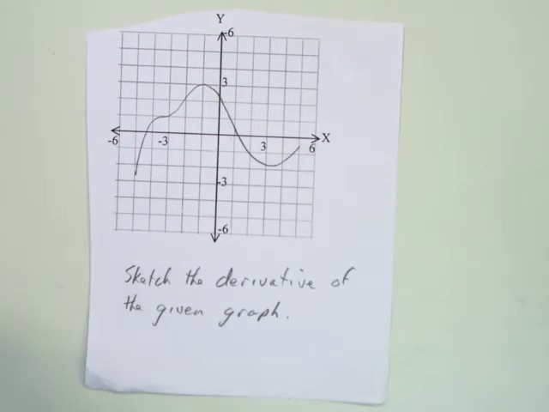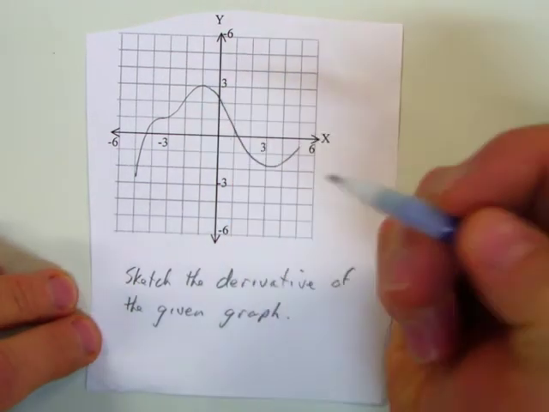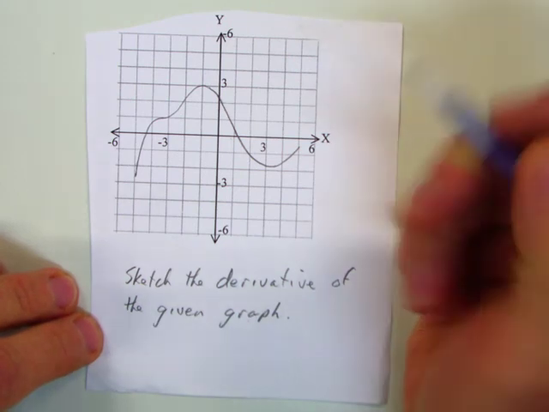Sketch the derivative of the given graph. So we have some graph here, and we need to find out what its derivative is. Now remember what derivative means. It's the slope of the curve at any given point.